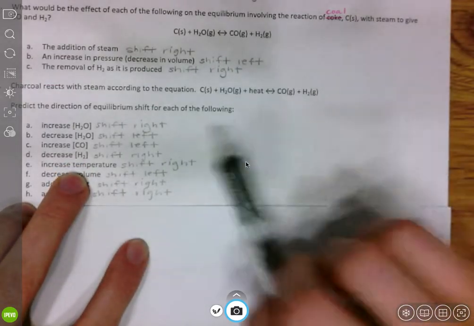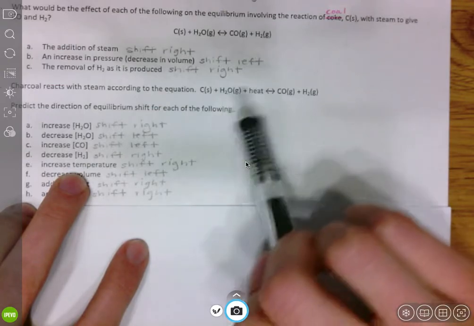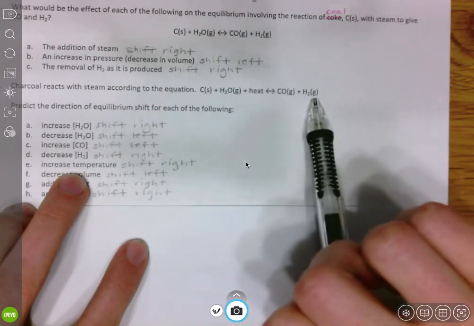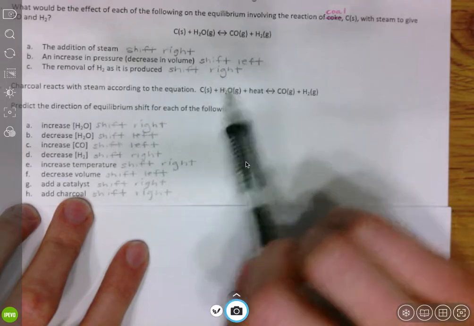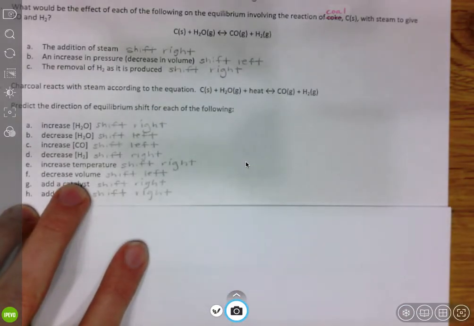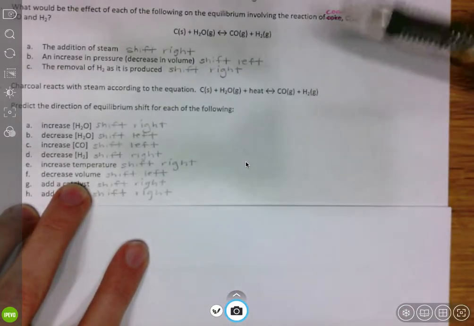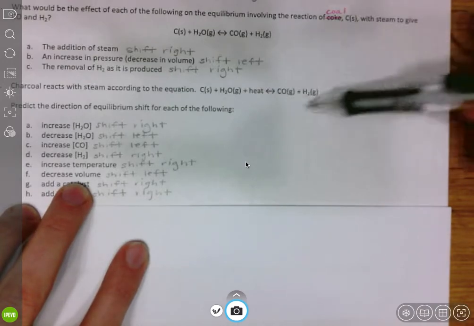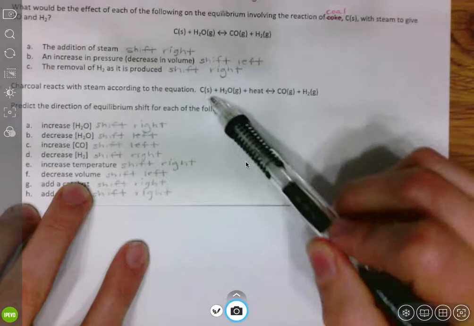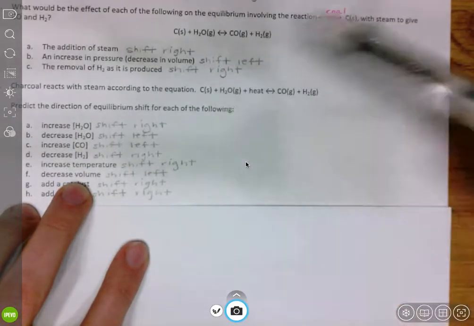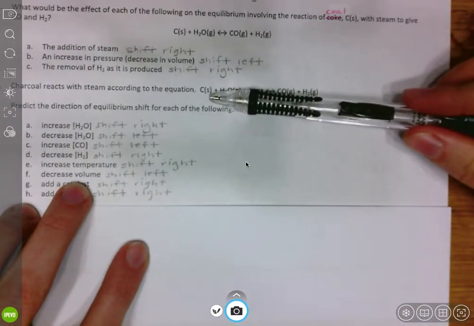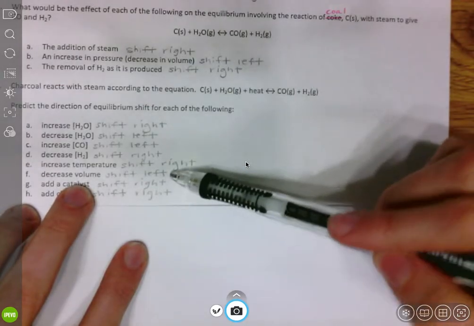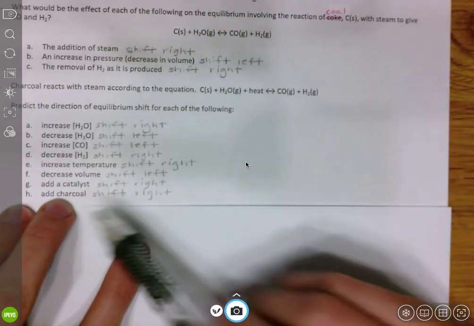Increasing temperature, so we're going to shift to the right. We have more heat energy to use up. We're shifting to the right. We're going to use that heat energy to form our products. Decrease volume, so we're going to shift to the left because on the product side, on the right, we have 2 moles of gas, and on the reactant side, we only have 1 mole. So we're shifting to where we have fewer moles of gas because we are decreasing our volume.